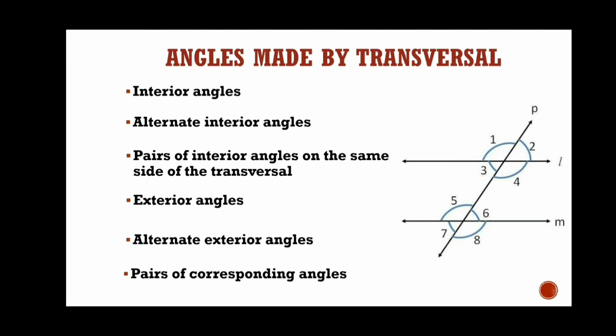So, angles made by transversal. First of all, we will see the interior angles, then alternate interior angles, then pair of interior angles on the same side of transversal, then exterior angles, alternate exterior angles, and pairs of corresponding angles. These are the different pairs of angles made by a transversal line. We are going to study these types of pairs of angles one by one, which is very important for this chapter and the next exercise we will do.